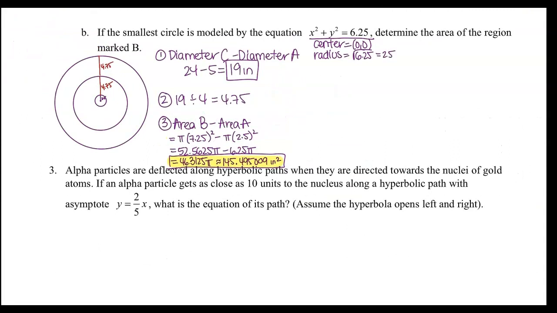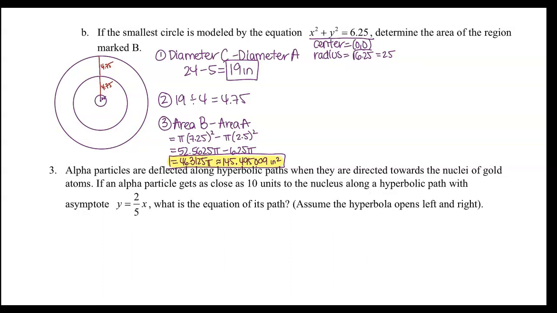For question 3, this one says alpha particles are deflected along hyperbolic paths when they are directed towards the nuclei of gold atoms. If an alpha particle gets as close as 10 units to the nucleus along a hyperbolic path with asymptote y equals 2 over 5x, write the equation of its path. And it says, assume the hyperbola opens left and right.